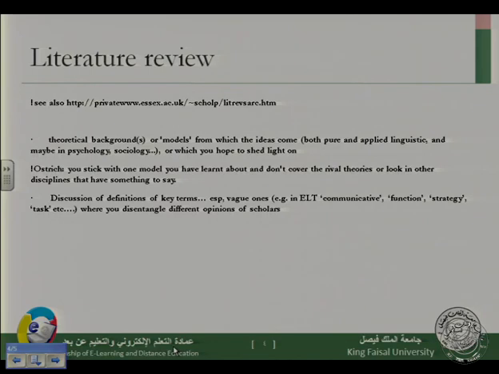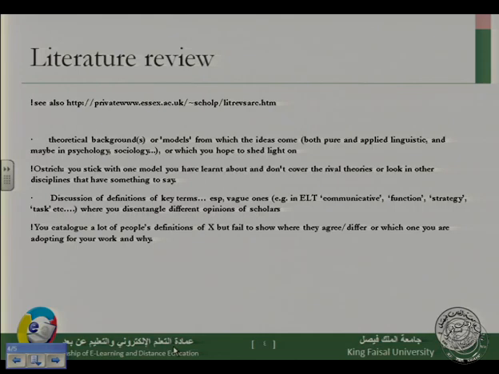Discussion of definitions of key terms, yes, especially the vague ones: communicative in ELT, function, strategy, task. You need to define them very clearly, because if you read about these terms, you will find hundreds of research about them. So you need to summarize all of these hundred research in a very nice way in your report or in your research. Again, we have an exclamation mark, which means something not recommended.